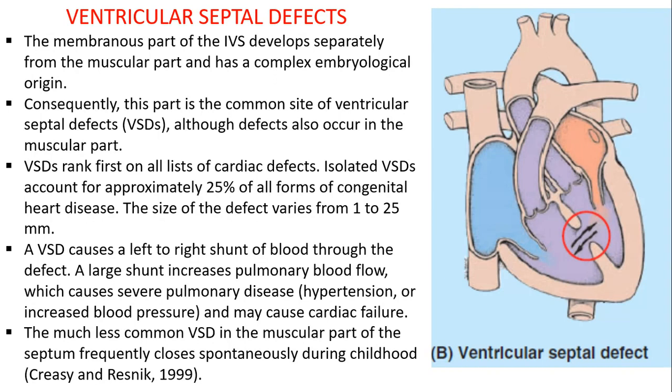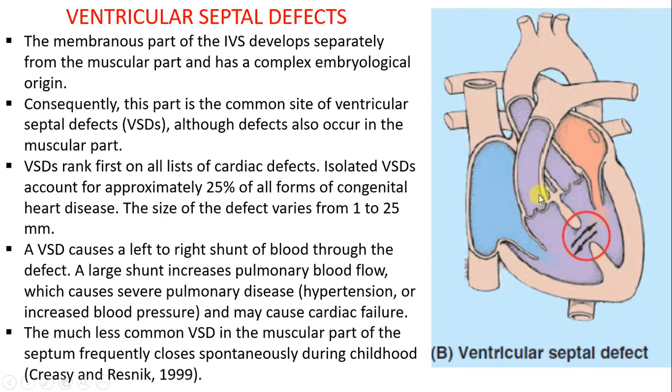So for ventricular septal defects, we know that when we were studying the ventricular septum, there were two parts of it. One was the membranous and the other was the muscular part of the ventricular septum. And they develop separately, the membranous part and the muscular part. So the common site of ventricular septal defects is in the muscular part. Most commonly, it is the muscular part where the ventricular septal defect occurs.